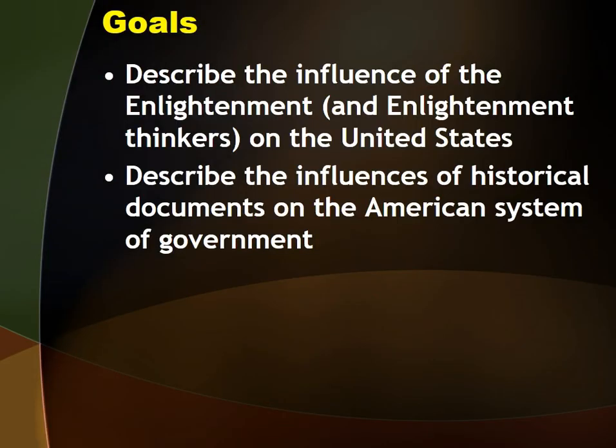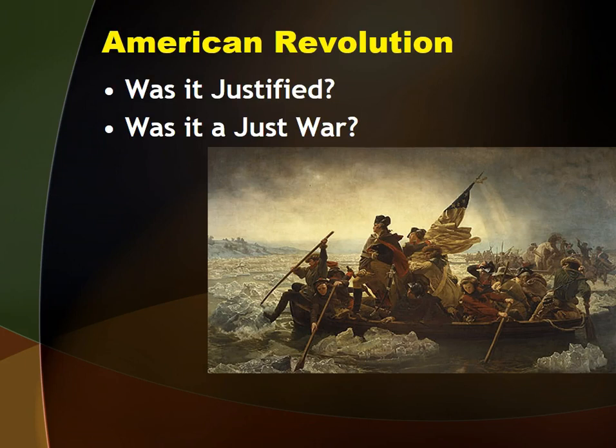So our goal is to describe the influence of the Enlightenment and the Enlightenment thinkers on the United States, so people like Hobbes, Locke, Rousseau, and Montesquieu, and to describe the influence of historical documents on the American system of government. So looking at things like the Magna Carta or the English Bill of Rights or the English Petition of Rights and seeing how they shape the American government.